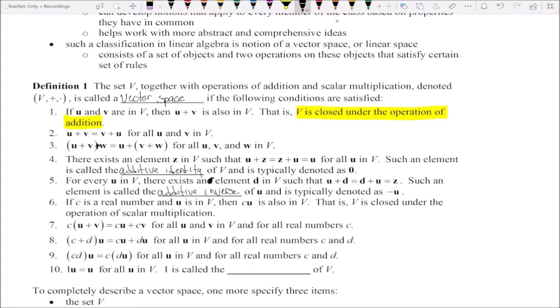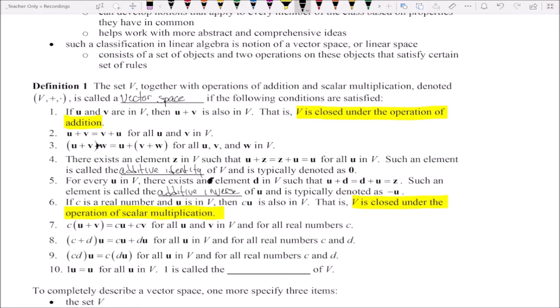And it starts the same way. If c is a real number and u is in V, then c times u is also in V. In other words, V is also closed under scalar multiplication. c(u + v) equals cu + cv. So scalar multiplication will distribute across addition. (c + d)u equals cu + du. So scalar multiplication will also distribute across regular addition.